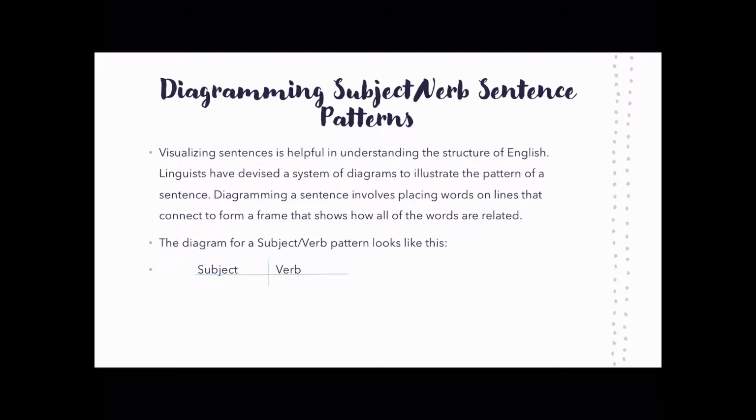Visualizing sentences is helpful in understanding the structure of English. Linguists have devised a system of diagrams to illustrate the pattern of a sentence. Diagramming a sentence involves placing words on lines that connect to form a frame that shows how all of the words are related. The diagram for a subject-verb pattern looks like this. So we have our horizontal line here where the subject and the verb sit. And then we have our vertical line that goes a little bit below the horizontal line and above, okay? So it crosses like a T.